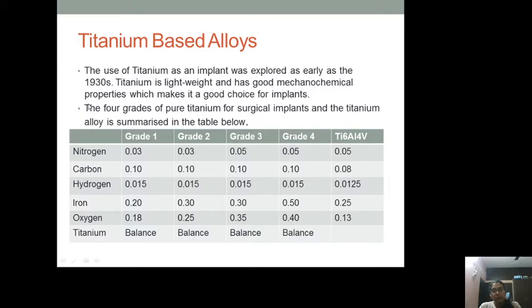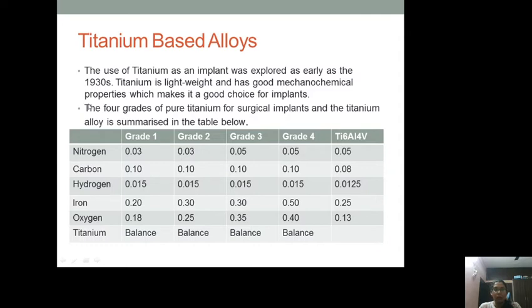For medical purposes, for making surgical implants, there are four grades of pure titanium that are used and a titanium alloy that has also been used. The pure titanium is considered to be between grade 1, grade 2, grade 3, and grade 4. And the alloy is 6 parts titanium, 4 parts aluminium, and 1 vanadium. So Ti6Al4V is the alloy. You can see that there are trace elements of nitrogen, carbon, hydrogen, iron, and oxygen. And the percentage of all these five elements varies from grade 1 to grade 4.